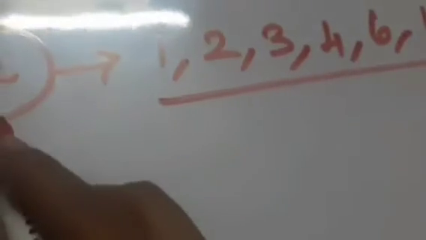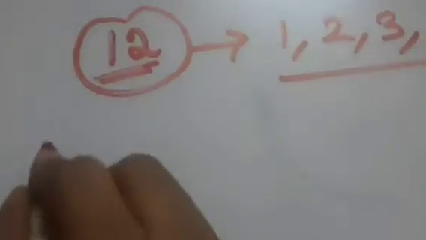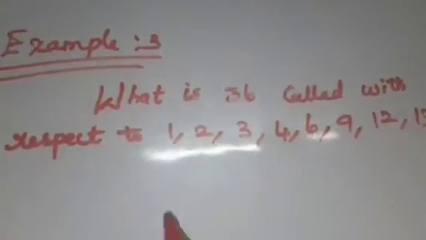So far we have got to know what is meant by a factor. Now let's get to know what is a multiple. In the previous example we saw the factors of 12 are 1, 2, 3, 4, 6 and 12. So these are the factors of 12. Then what is 12 called with respect to these factors? The 12 is the multiple of these factors. Let's solve the third example.